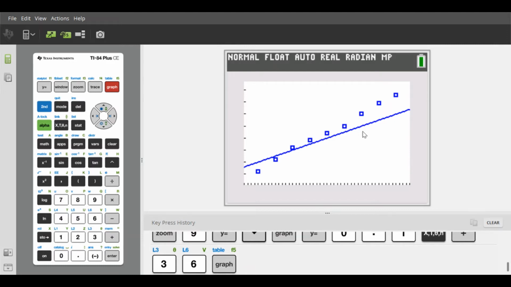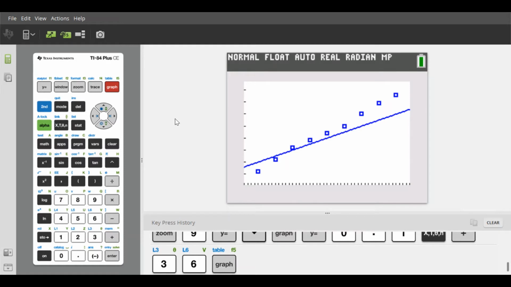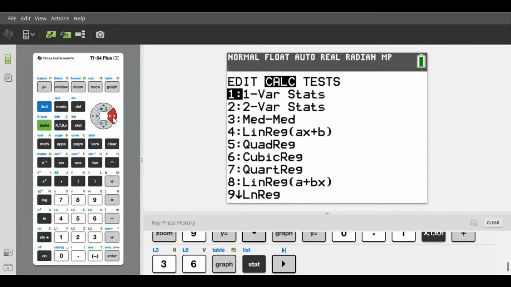So what I'm going to do now is show you on the calculator how to find the best fit line for the data. To do so, we're going to hit the stat button. We're going to scroll right to calc, and we're going to scroll down to number 4. Number 4 is linear regression.